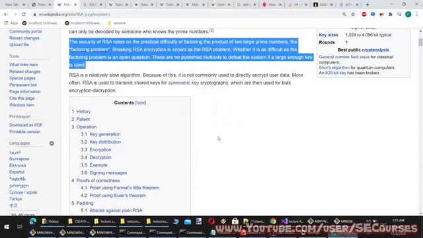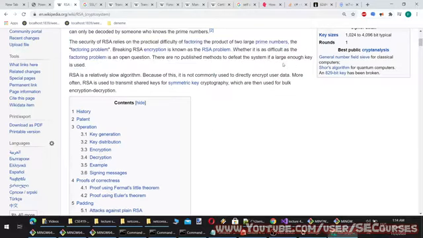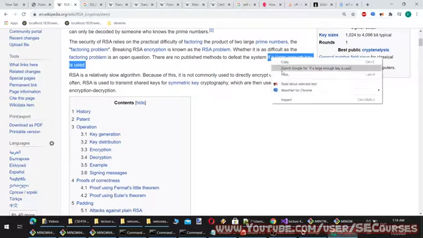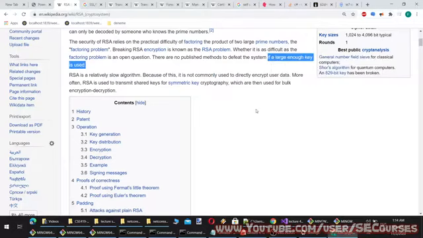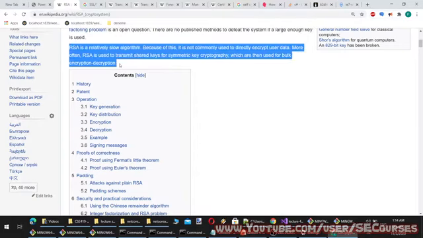The security of RSA relies on the practical difficulty of factoring the product of two large prime numbers, the factoring problem. Breaking RSA encryption is known as the RSA problem. Whether it is as difficult as the factoring problem is an open question. There are no published methods to defeat the system if a large enough key is used. Okay, this is really important. If a large enough key is used.